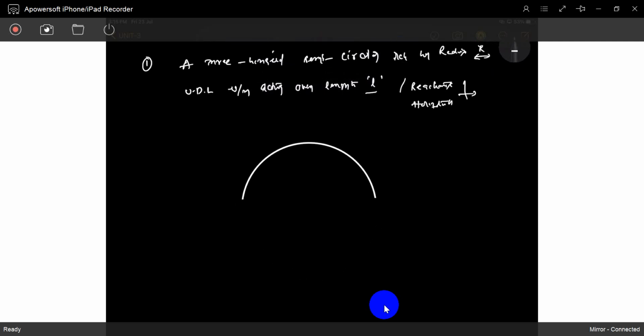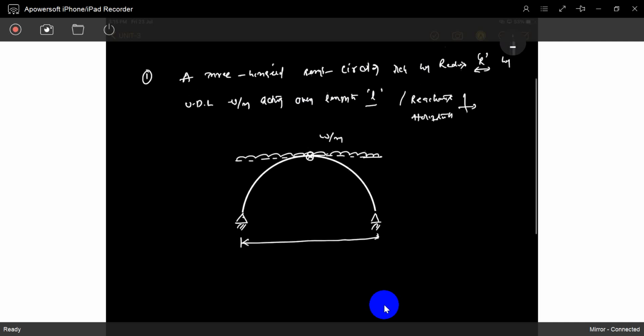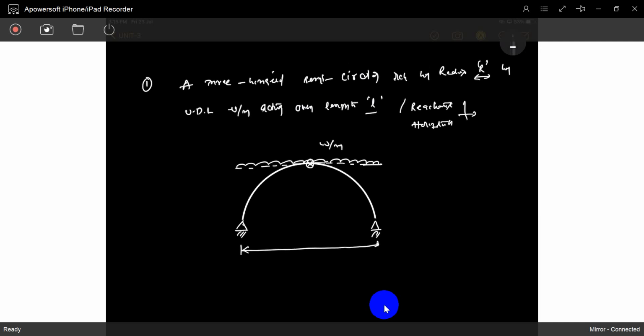Okay, circular arch. It also has an arch hinge. It's a distributed load of W per meter over the length of L. No, not L, it's over the whole length. What is that length?